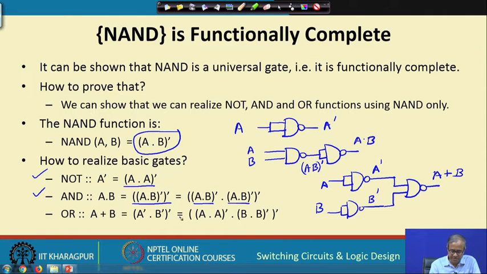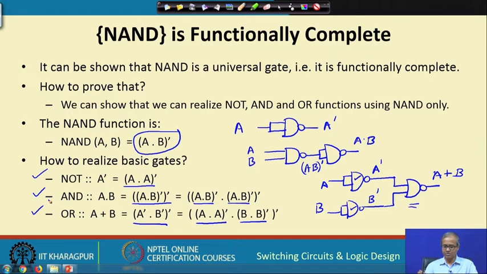So, the proof is this: OR gate by deMorgan's theorem you can write like this, A bar and B bar, of bar. Now, this A bar is nothing but A and A bar, B bar is nothing but B and B bar. This A and A bar is implemented by this gate, B and B bar is implemented by this gate, and the whole NAND is implemented by the third gate. So, you can also implement OR.